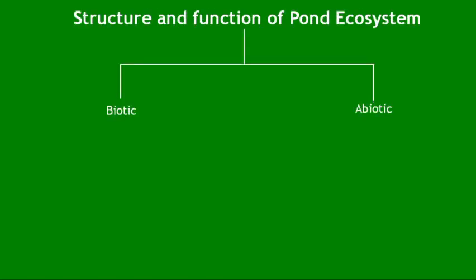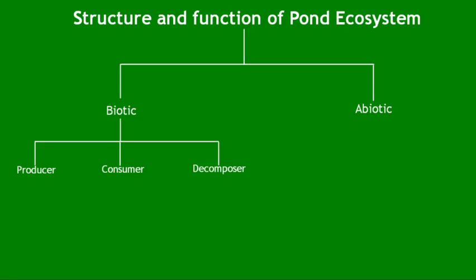Now let's see the structure and function of a pond ecosystem. As discussed before also, we will have biotic and abiotic components in the pond ecosystem. The biotic components can further be divided into producers, consumers, and decomposers. We have producers as floating plants. Many plants will be found in the pond ecosystem or lake ecosystem which would be floating over the surface of water, such as Eichhornia crassipes, etc.